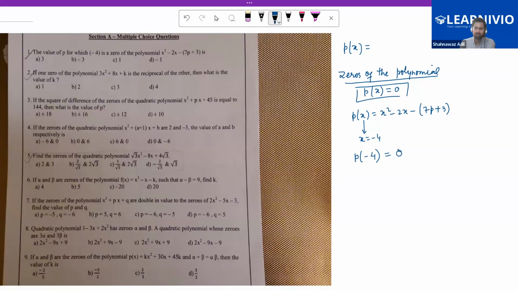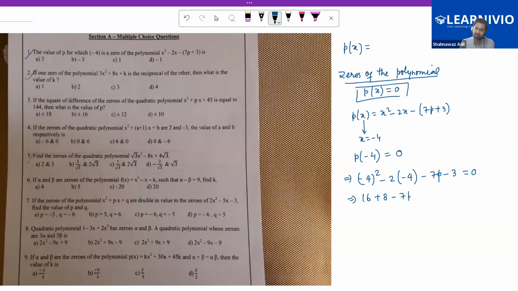Yes. So in place of x, I put -4. So this would be -4 square, this is -2 times -4, and then -7p, and let us write it separately, -3p equals 0. That is the thing that is given. Clear? Yes, sir. So this is 16 and this is plus 8, because minus minus becomes positive.